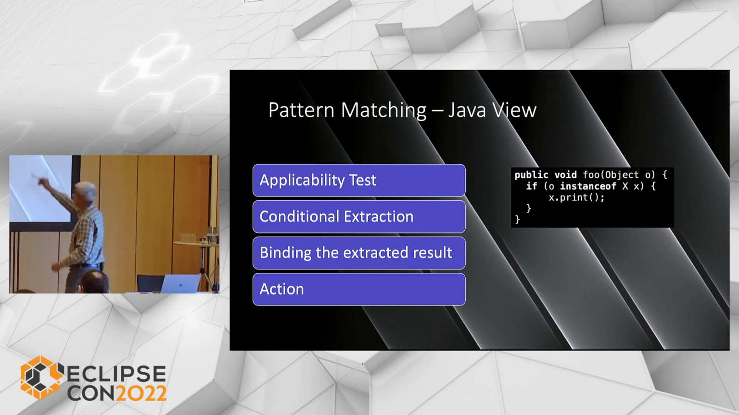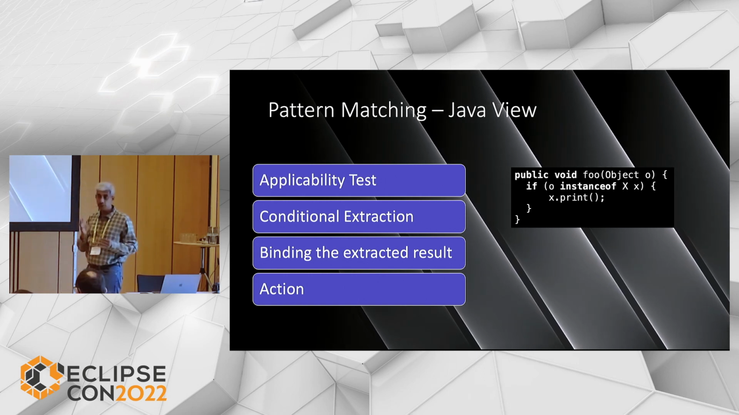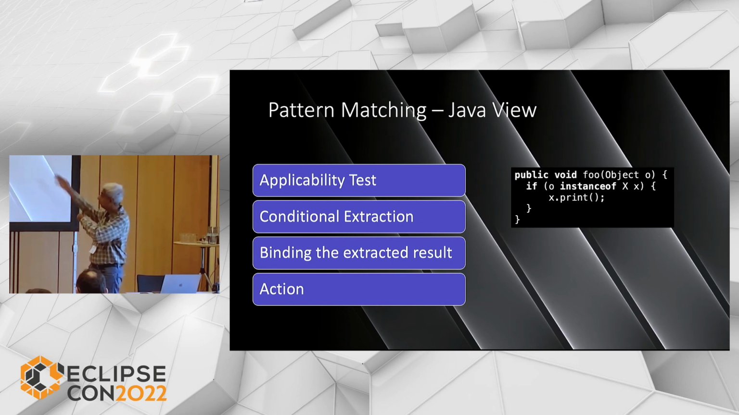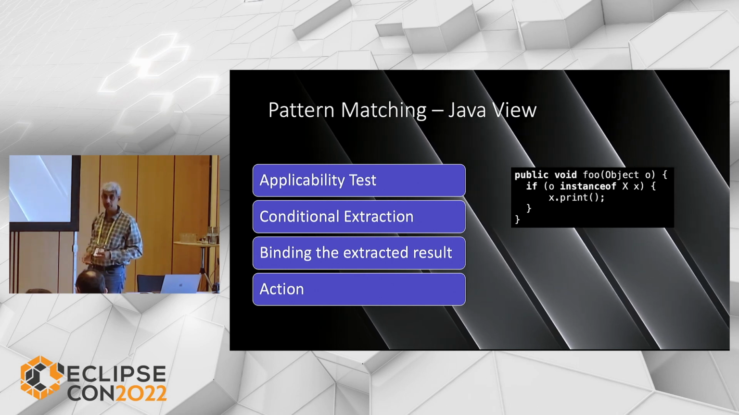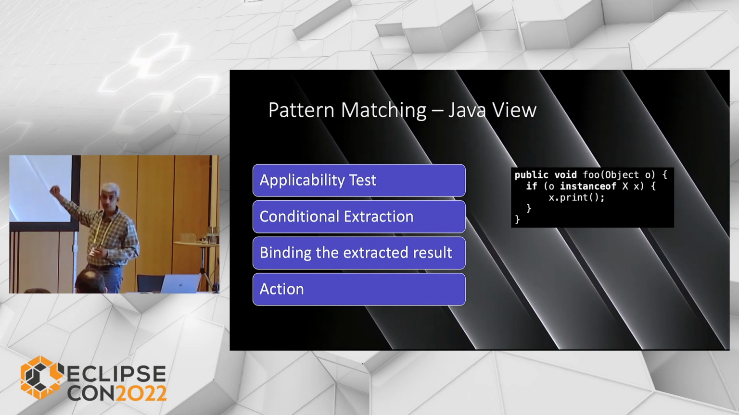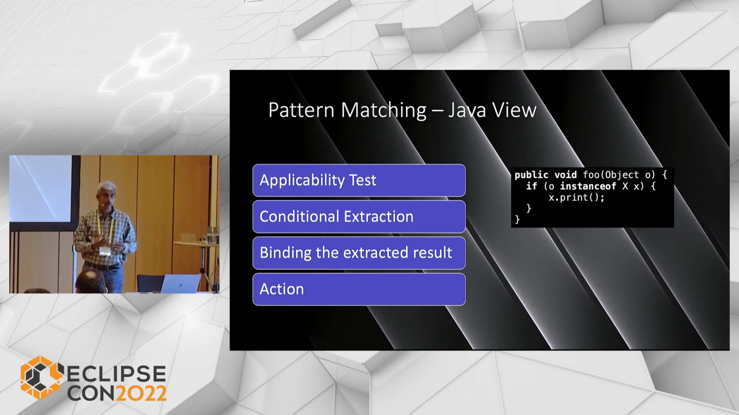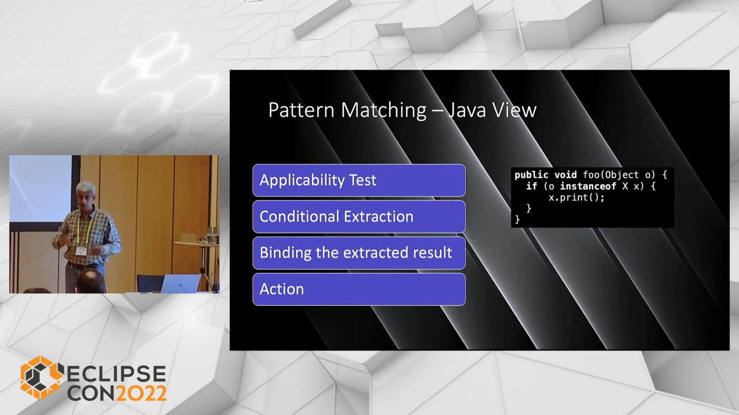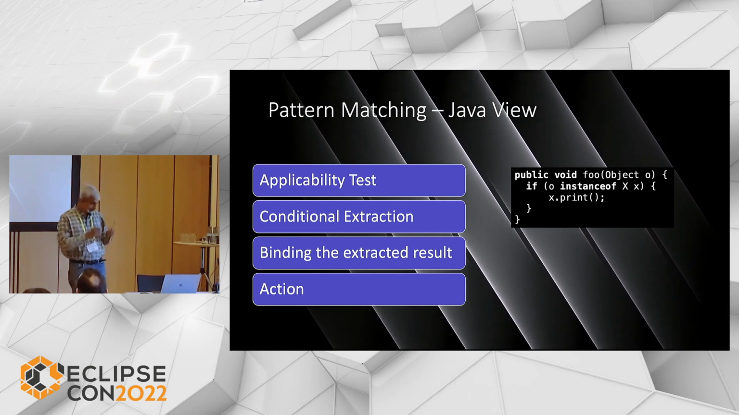Well, all of you must be familiar with o instanceof X. And what is new here is that little x, which is that variable that is there. If o is an instanceof X, that's the applicability test, conditionally extract into that variable little x and bind it, and then the action remains the same, x.print. One thing to note here is there is a scope that is coming into the picture where the x is applicable. The scope of x is applicable only inside the block of the if statement. So it's a typed system, right?